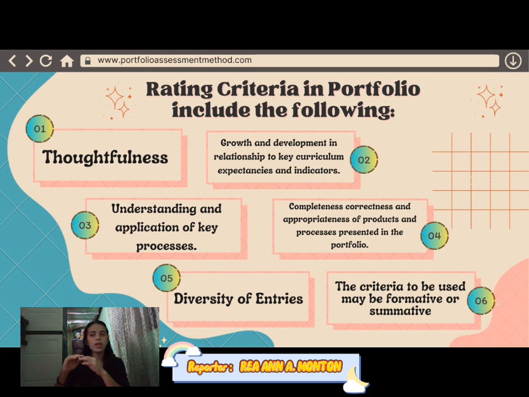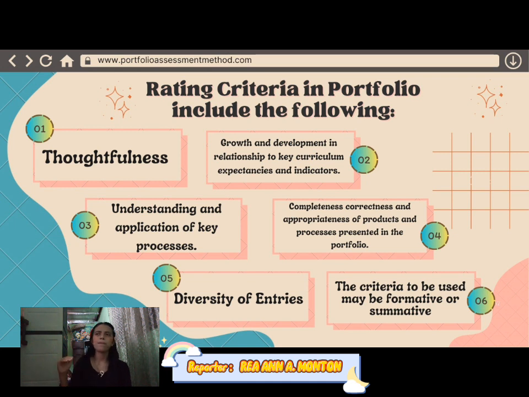For example, sa table of contents, ki-instruct sa imong teacher na dapat mag-una ang dedication, mag-una ang acknowledgement, sunod katong mga quizzes, sunod kanang test paper nimo sa imong examination, or like quarterly test exam. So next is mga activities and reflection, and the reflection ang last one.